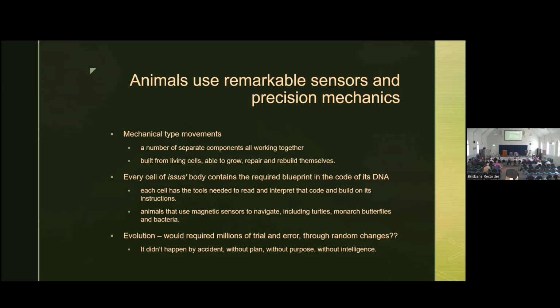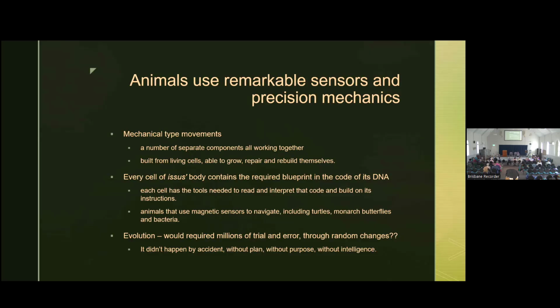There's lots of other animals that use different things as well. So when we think about radar and sonar and things like that, some of these animals have those things built into them. So turtles, monarch butterflies, even bacteria have sensors that they're able to use to understand their environment and work through that.